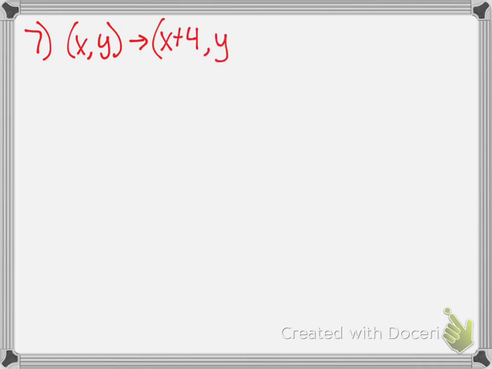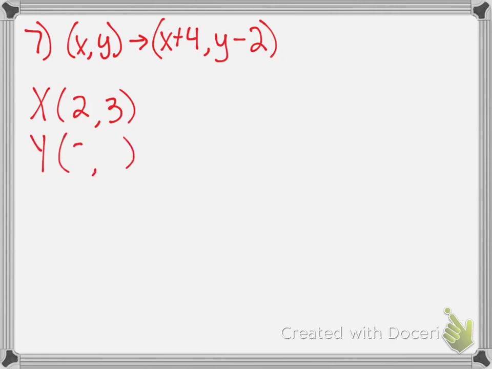Let's bring it back. So on number 7, what's the rule that they gave us? X comma y goes to what? X plus 4, y minus 2. Okay. And they gave us X, Y, and Z. Where was point X? 2, 3. What about Y? 3, -4. 3, -4. And Z is at -3, -5.